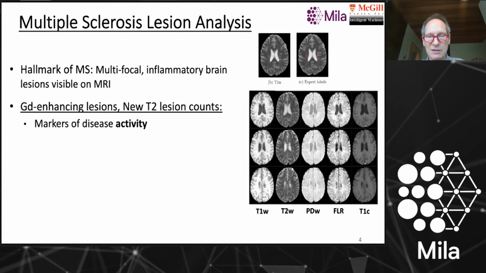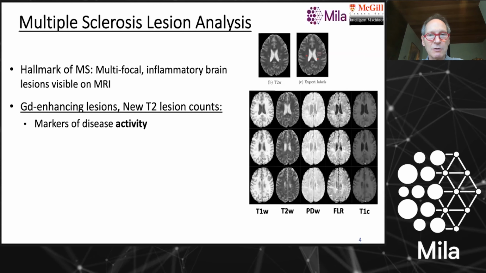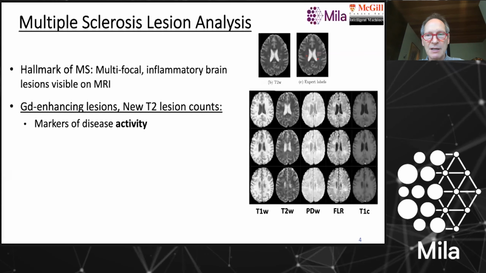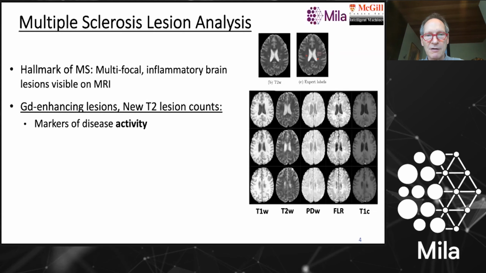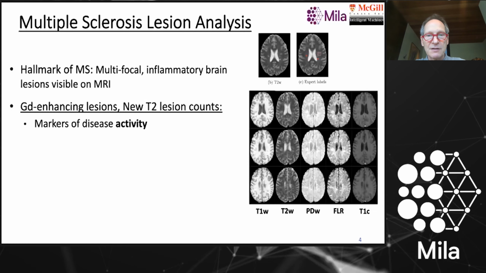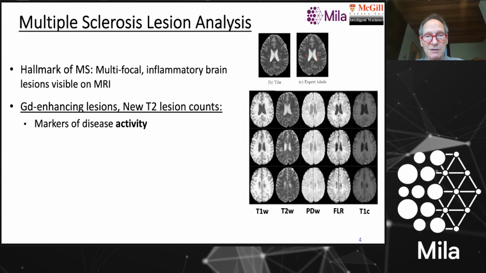into these lesions. After about a month, the acute inflammation will resolve and the GAD enhancement resolves, but a T2 lesion or a new T2 lesion is left behind as a marker of the tissue injury. Thus, the total T2 lesion volume is a marker of the burden of disease related to lesions.